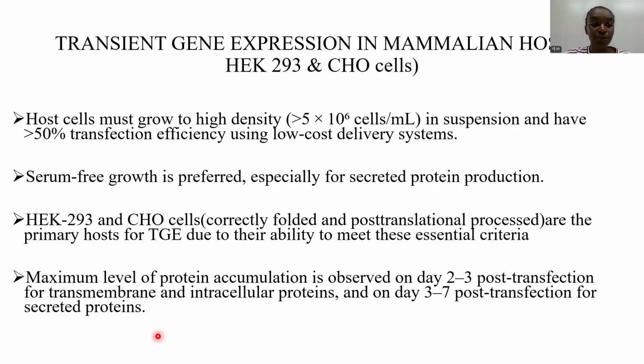So the maximum level of protein accumulation usually is observed on day 2 to 3 post-transfection, specifically for transmembrane and intracellular proteins. And on the other hand, for secreted proteins, ideally it could be 3 to 7 days, and sometimes it can also range up to 2 weeks maximum, that one can obtain the highest level of recombinant protein after doing the production procedure.